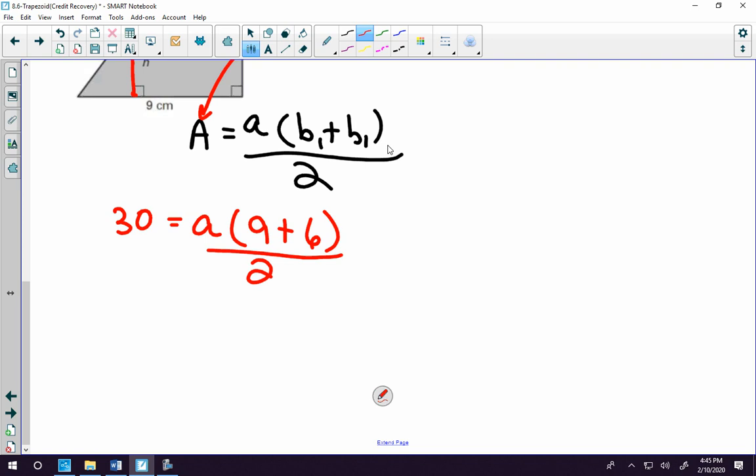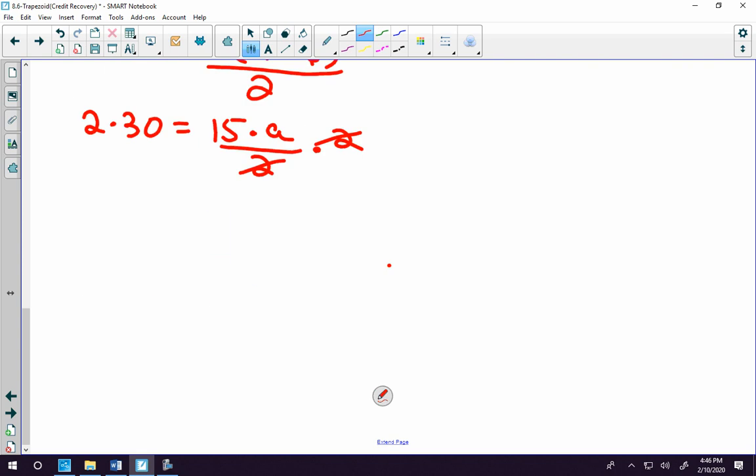First and foremost, the next thing we want to do is add 9 and 6. You get 15. So now what we have is 15 times A over 2. The inverse of dividing by 2 is multiplying both sides of the equation by 2. So those 2's are going to cancel. 30 times 2 is 60. So now we have 60 equals 15 times A. The inverse of multiplying by 15 is dividing by 15.